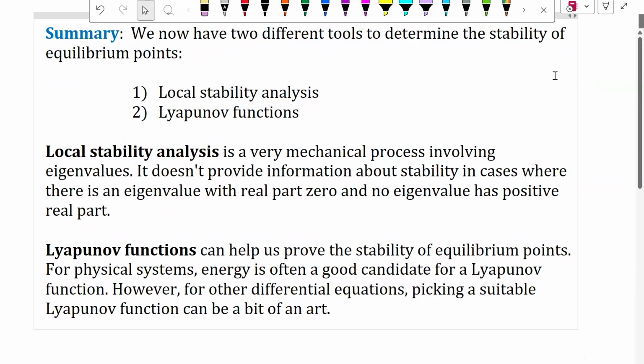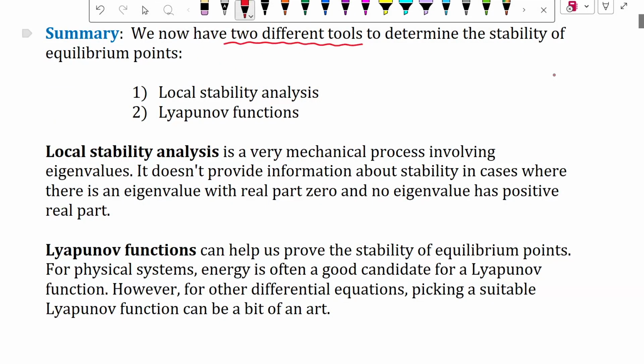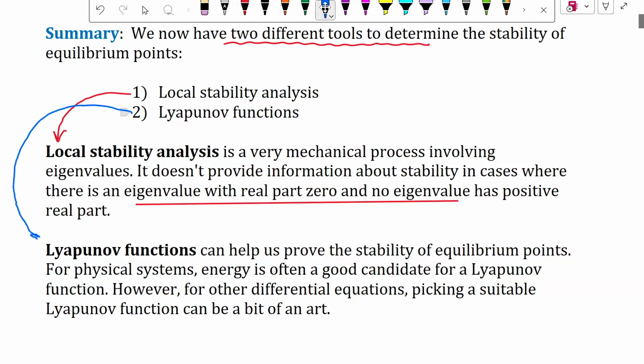In summary, we actually now have found 2 different tools to help us determine the stability of equilibrium points. Our friendly local stability analysis, which is a fairly mechanical process. You only have to find the Jacobian and plug in the values of the equilibrium points, determine eigenvalues, and you've got your stability information. The only issue is that as long as the eigenvalues of the Jacobian do not have zero real part, we can use this. But if they do have zero real part, we have to go to something else. And that something else is a Lyapunov function.